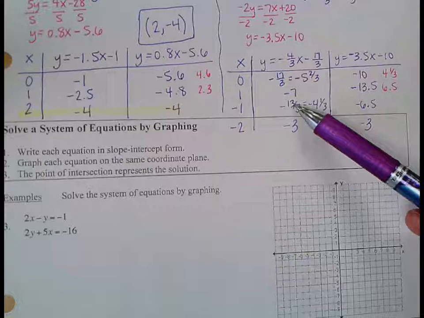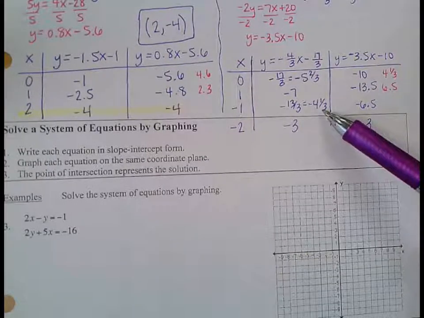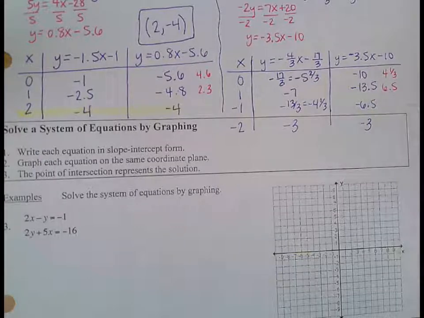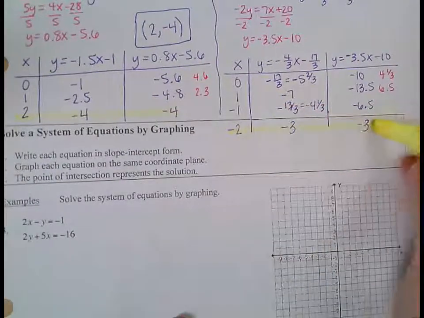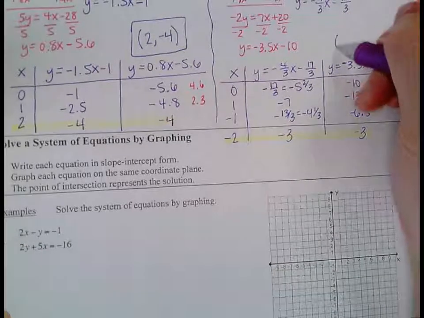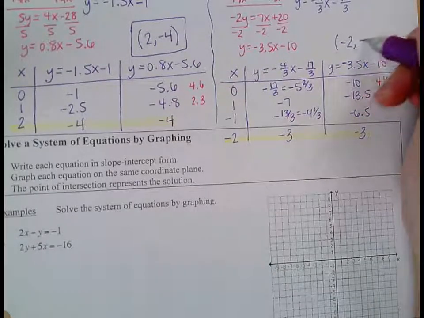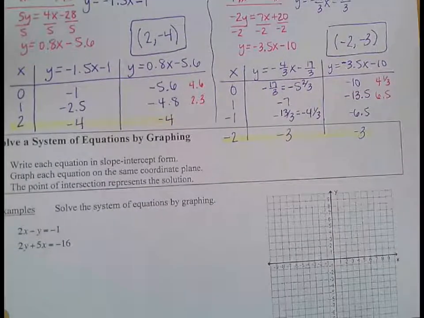If it's negative 13/3, it'd be negative 4 1/3. It'd be negative 4.3 repeating. Okay, so here's where the y values are the same, meaning our solution is the ordered pair negative 2, negative 3. And again, make sure you're writing it as an ordered pair.